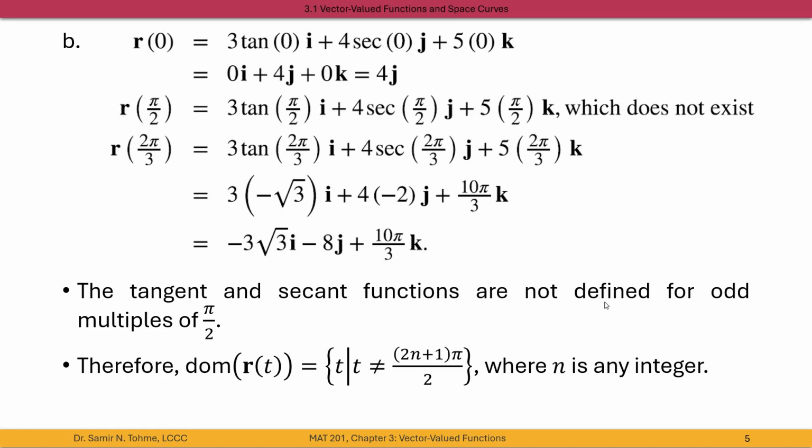So the tangent and the secant functions are not defined for odd multiples of pi over 2, not only for pi over 2, but for any odd multiple like 3 pi over 2, 5 pi over 2, 7 pi over 2, 9 pi over 2, etc. So all these are odd multiples. How to write this in one equation? So t is not an odd multiple of pi over 2, where n is any integer like 0, 1, 2, 3.